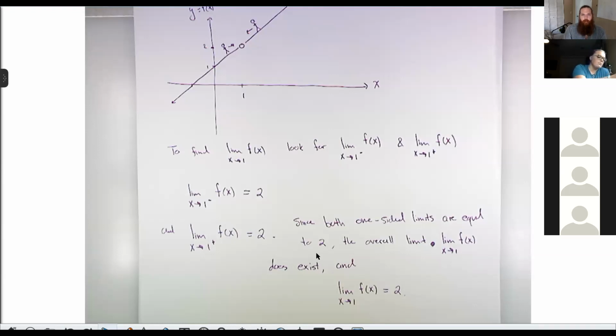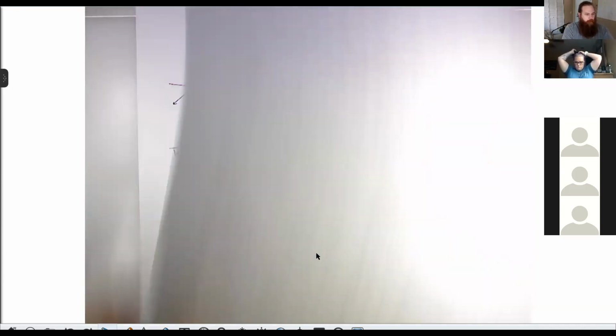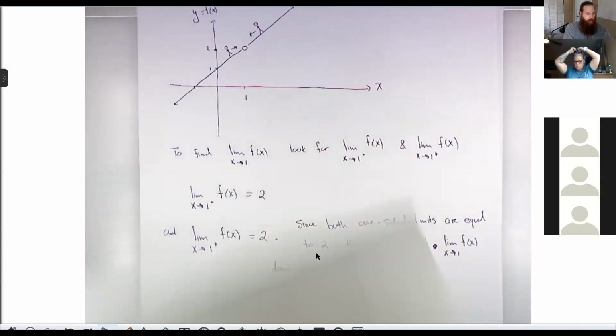Okay, so this is what we just said, that the overall limit as x approaches a of f of x is equal to L if and only if the two one-sided limits are both equal to that same value. So let's start with the Heaviside function, and then we'll look at a couple other little piecewise examples, and then I'll do a few problems from your homework.